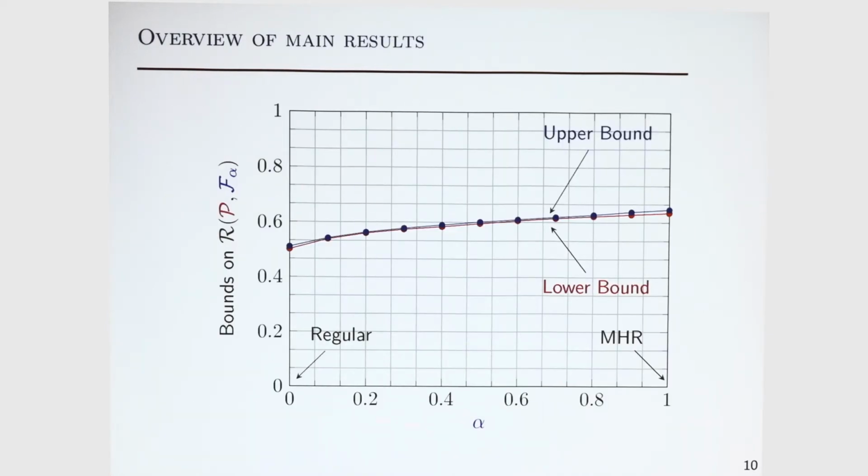Here we have alpha, and the upper bound is the blue line and the lower bound is the red line. If alpha is equal to 0, we are at regular, and if alpha is equal to 1, we are at MHR. Our approach applies to any alpha. Here we give just some examples, and we see that our approach is very tight.